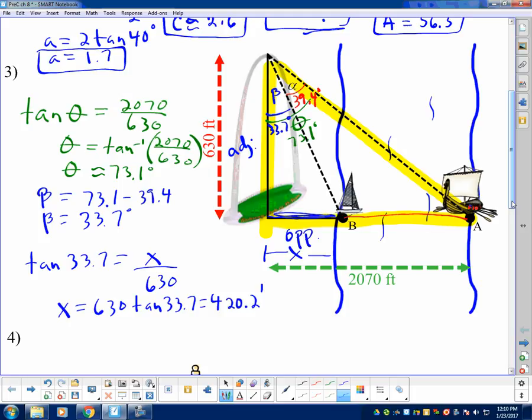And so the length of my river from here to here is going to be the width of river, length across river, whatever, is 2070 minus 420.2. And that ends up being 1,649.8 feet.